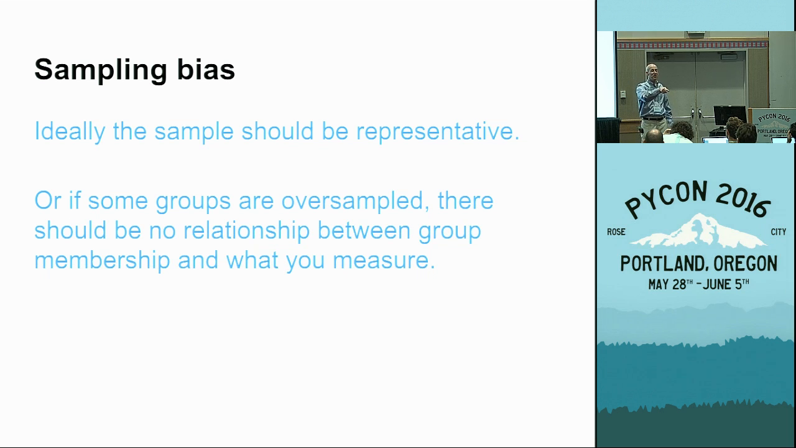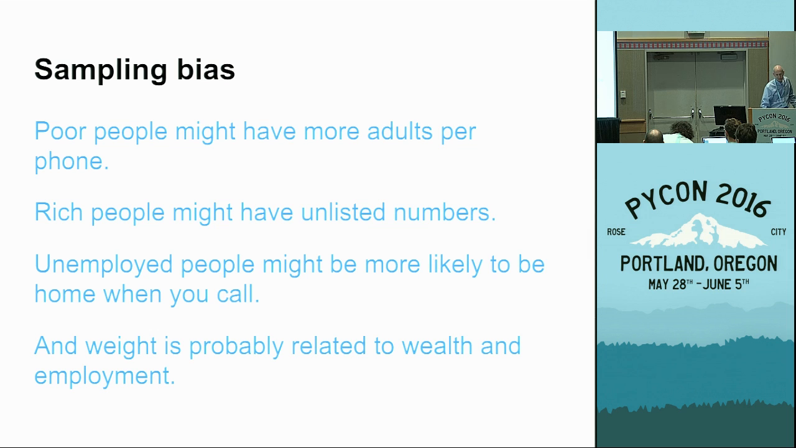That might not be problematic, provided that there's no relationship between shirt color and weight. Okay? But if I oversample young people, there's probably a relationship with weight. If I oversample people who are more wealthy or less wealthy, there's a relationship between wealth and weight. So I'm going to run into problems there. So sampling bias is one of the issues.